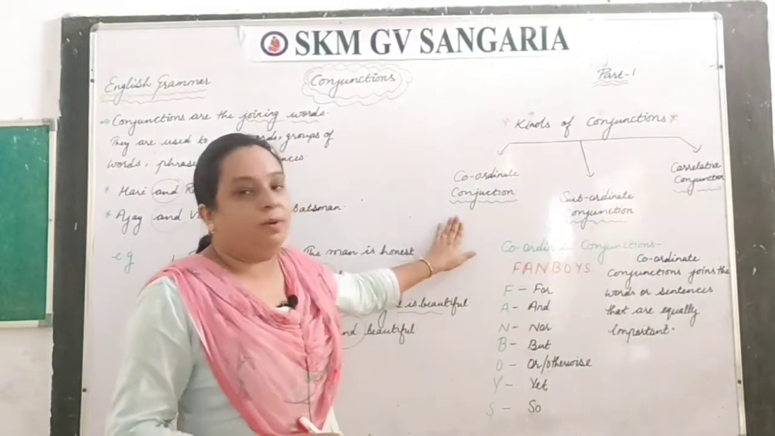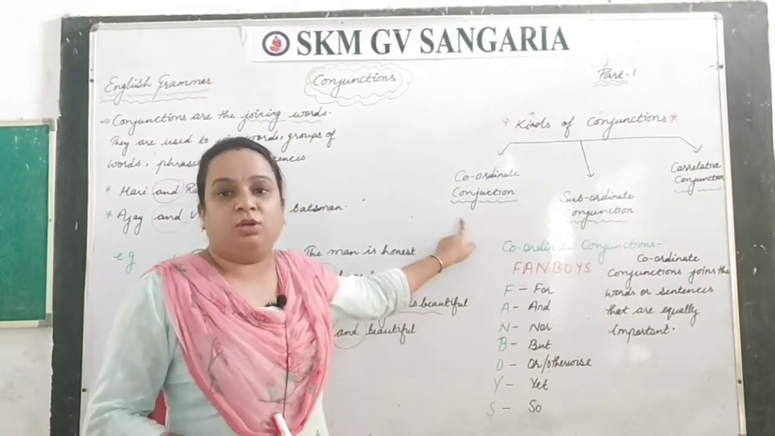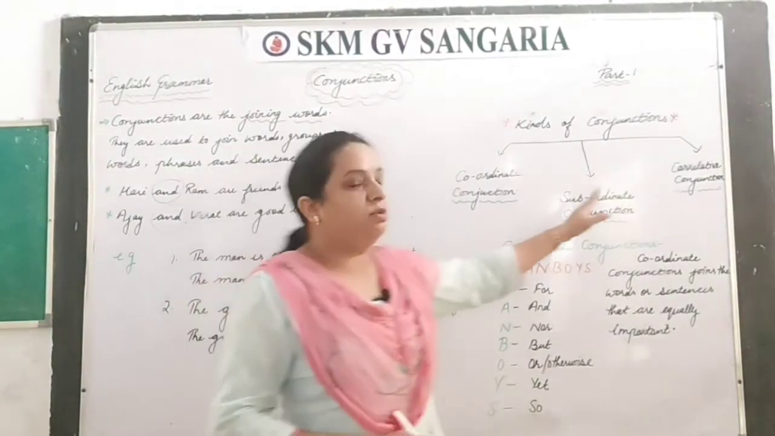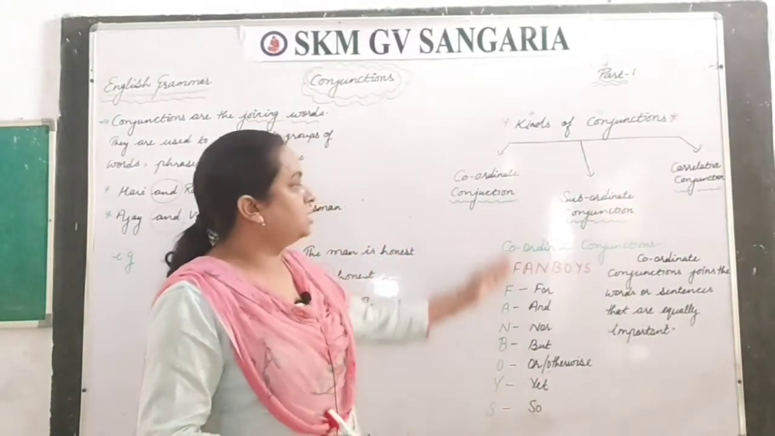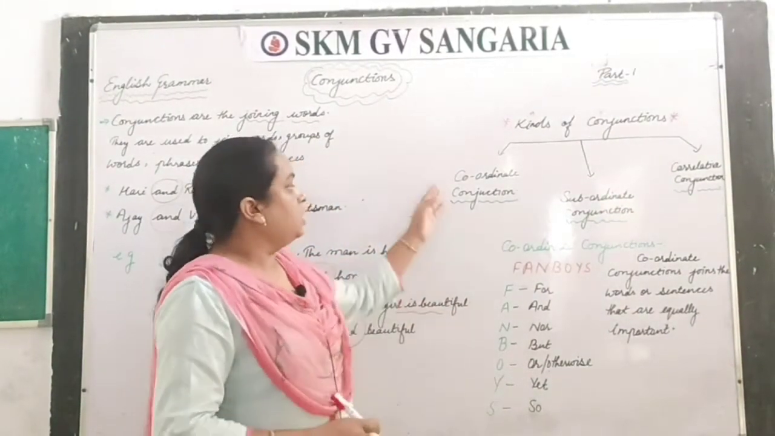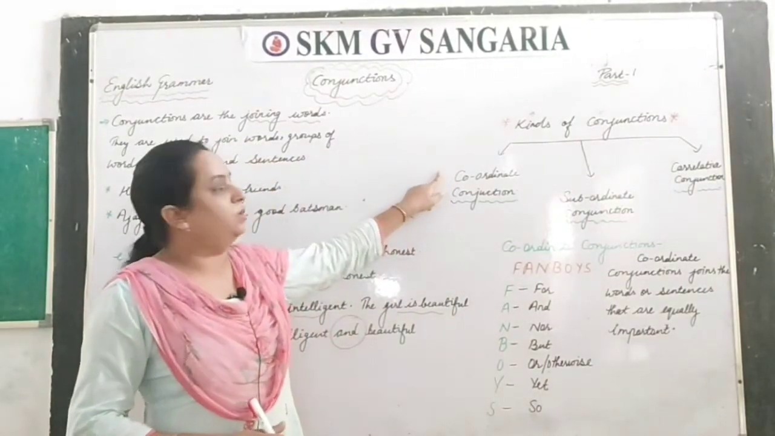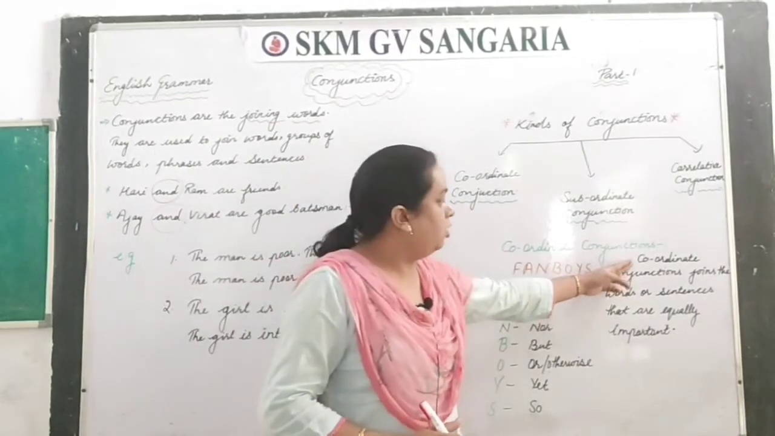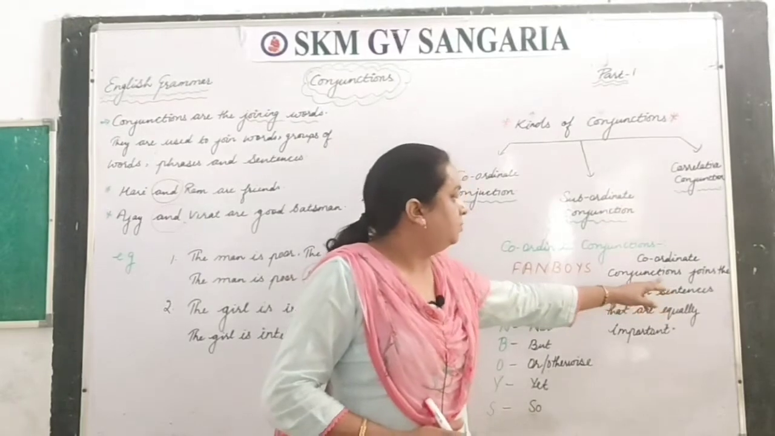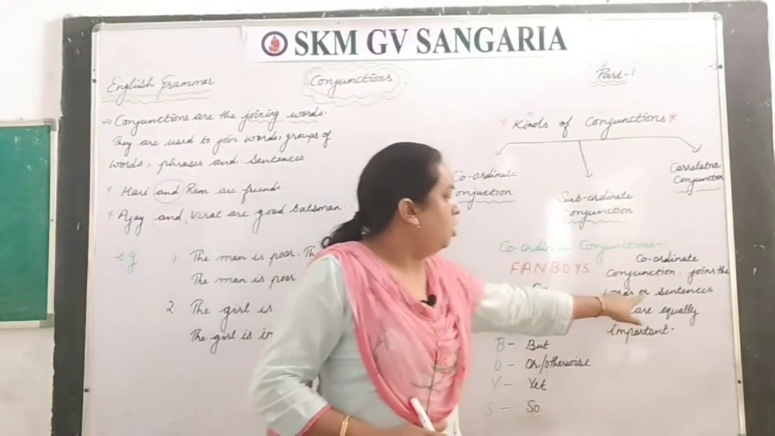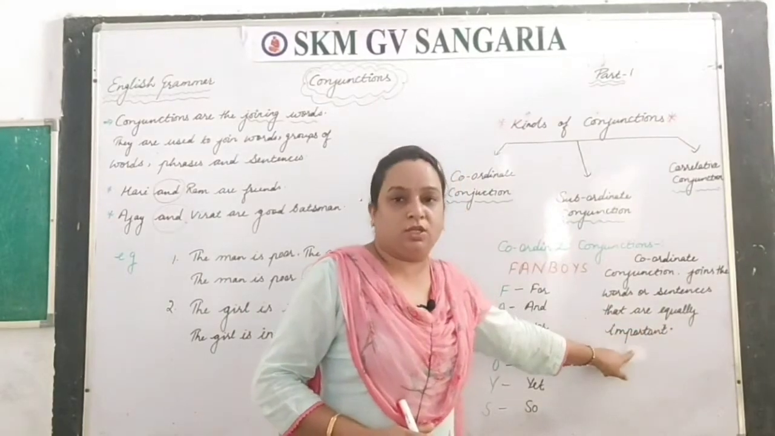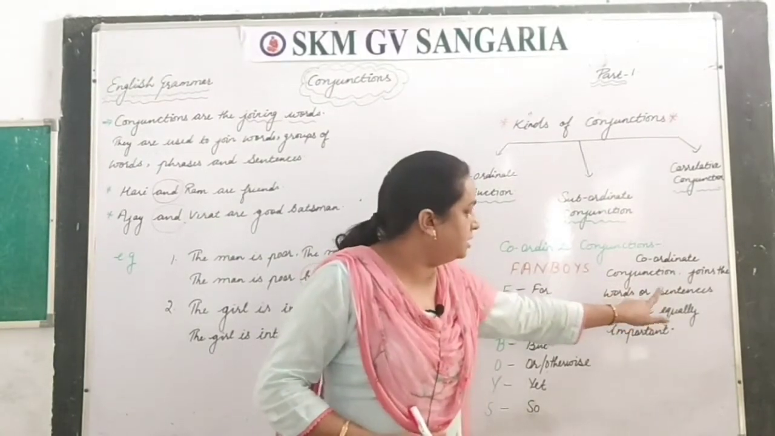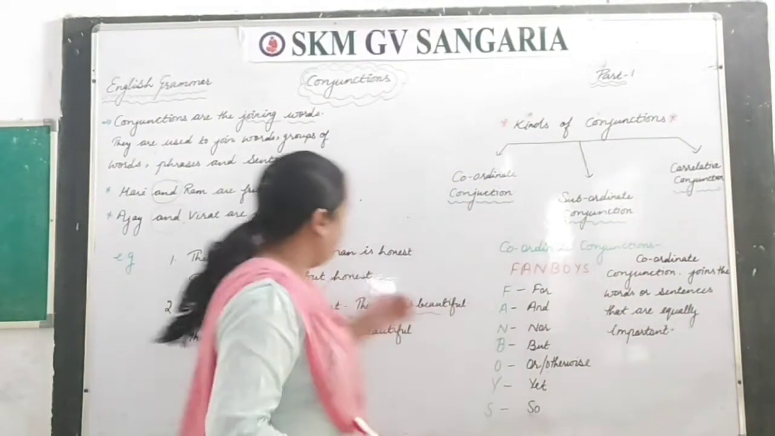Okay, so let's talk about coordinate conjunction today, and we will do exercises related to coordinate conjunction today itself in the video. The rest we will do in our next videos, right? Meaning the subordinate and the correlative conjunctions. So when we talk about the number one type of conjunction, that is coordinate conjunction, the definition says: coordinate conjunction joins the words or sentences that are equally important, like we have done here.